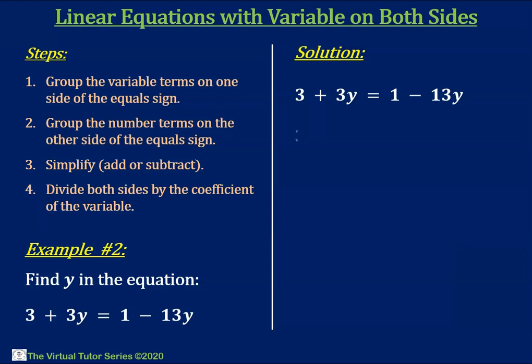This yields 3y plus 13y at the left-hand side and 1 minus 3 at the right-hand side. Adding or subtracting like terms, we have on the left-hand side 3y plus 13y to be 16y, and on the right-hand side 1 minus 3 to be negative 2.